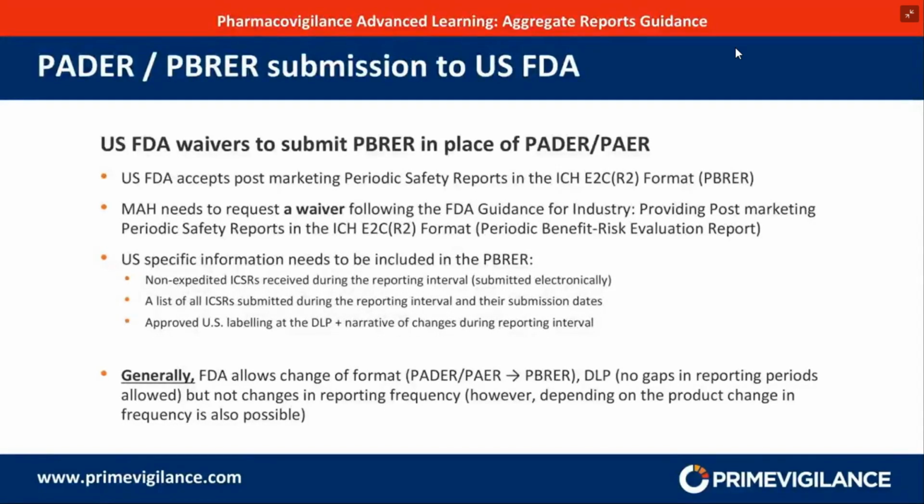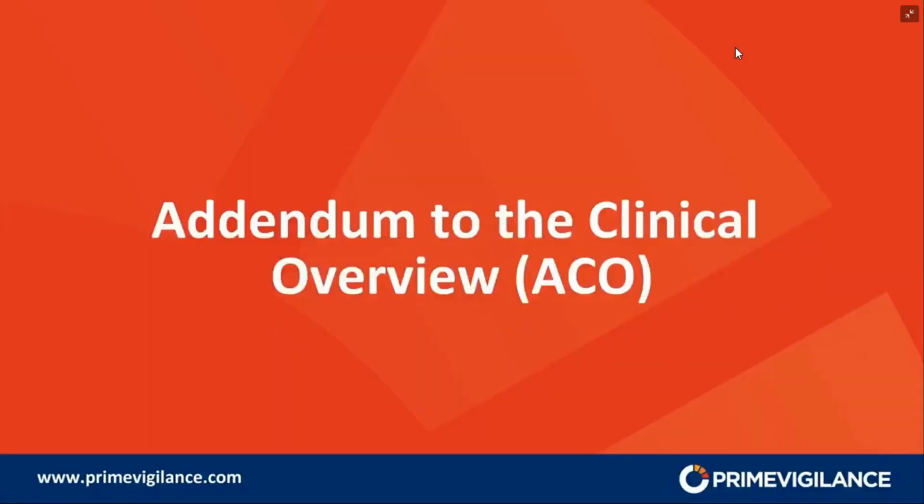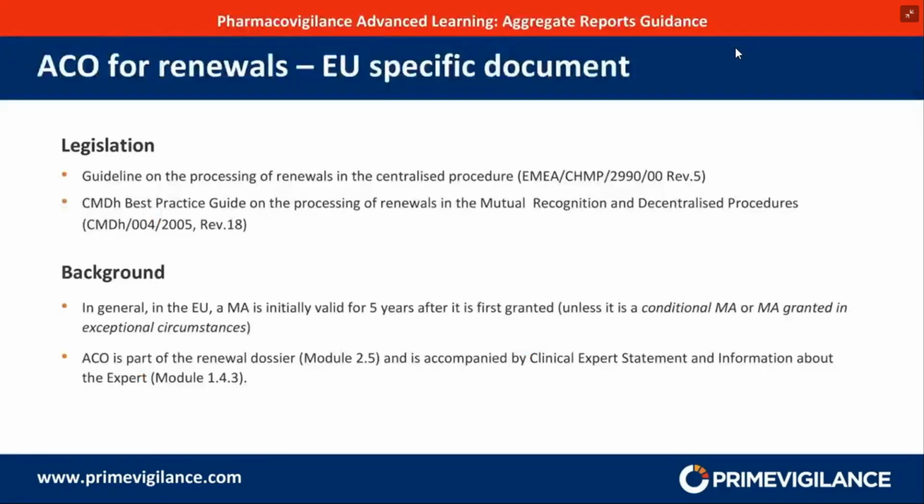So that's all about PEDRs and PIRs, and we can now move to the next type, which is the addendum to the clinical overview, or ACO. Again, these documents are specific for the local legislation and are only required in the EU for the renewals of the marketing authorization. So the legislative background is provided in two guidance documents. It's the guideline on the processing of renewals in the centralized procedure and a CMDH best practice guide on the processing of renewals in the mutual recognition and decentralized procedures.